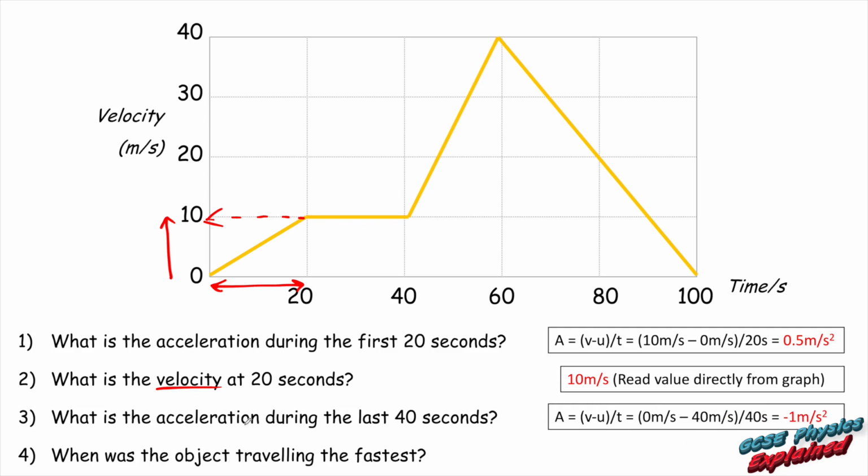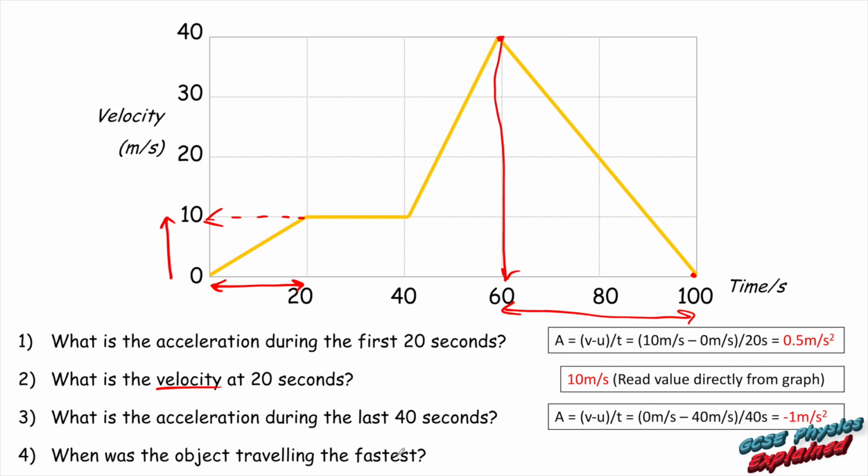Right. What's the acceleration during the last 40 seconds? Right. So there's your last 40 seconds, right? And basically, from there to there, it went from 40 down to nothing. So it's changed by 40 and it took 40 seconds to do it. So mind you, it's a negative 40, okay? Because the velocity's got smaller by 40. So minus 40 divided by the 40 seconds comes out as minus 1 meters a second squared.